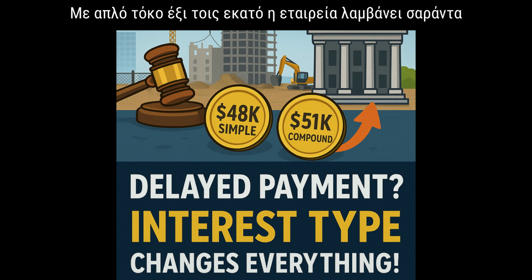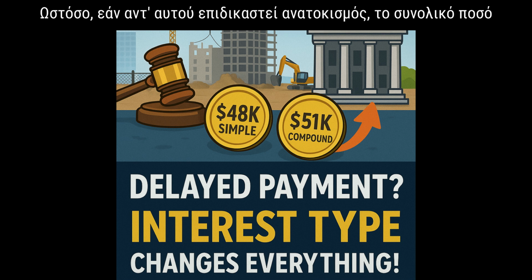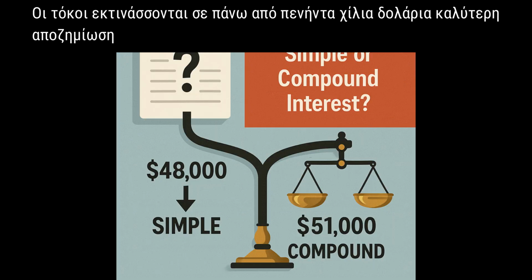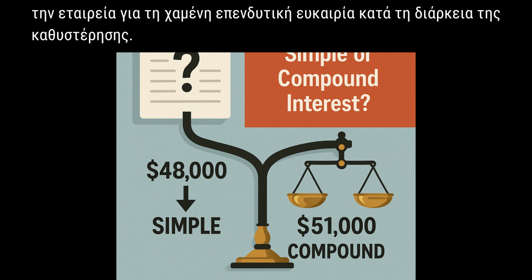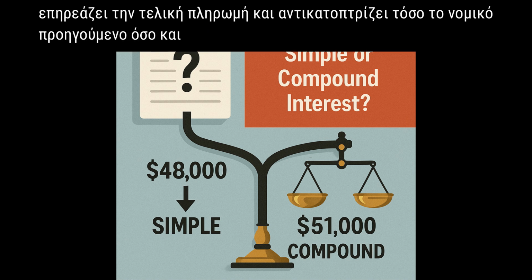With simple interest at 6%, the company receives $48,000 in interest. However, if compound interest is awarded instead, the total interest jumps to over $51,000, better compensating the company for the lost investment opportunity during the delay. The choice between simple and compound interest significantly impacts the final payout and reflects both legal precedent and fairness in the specific case.